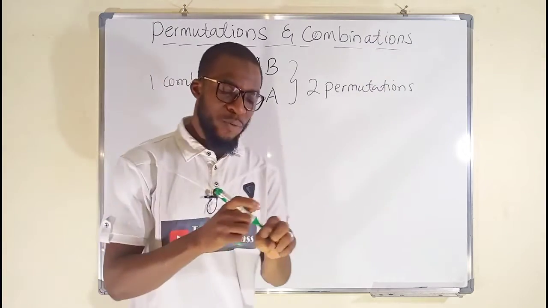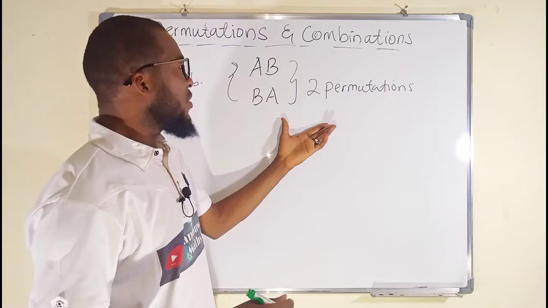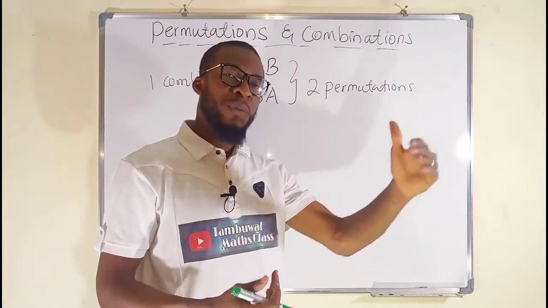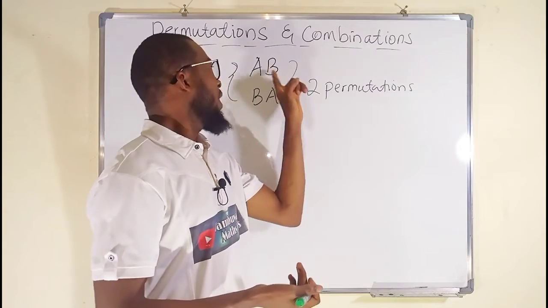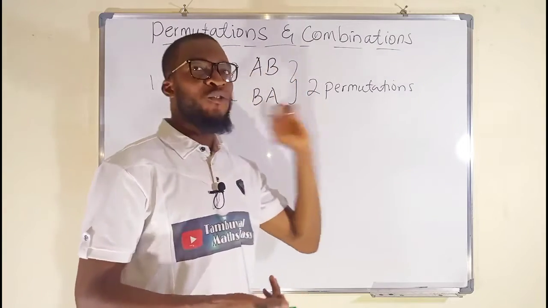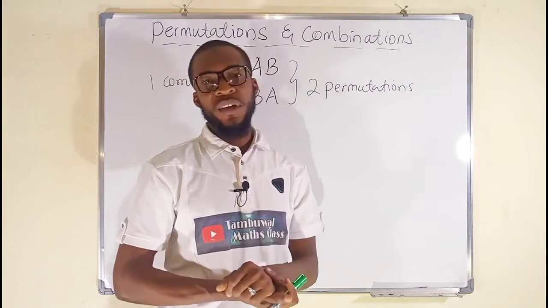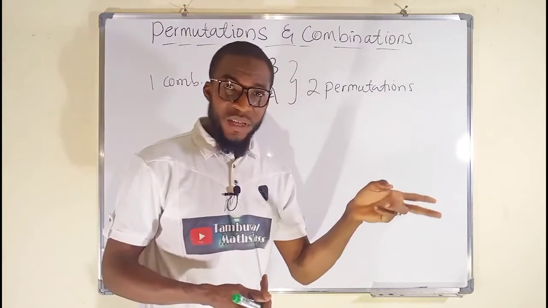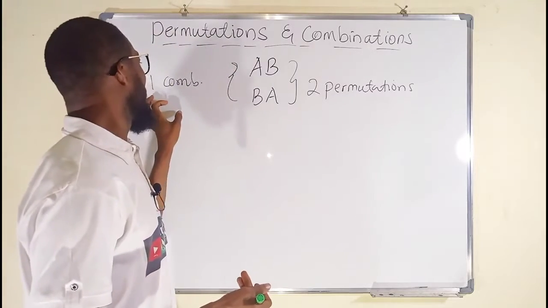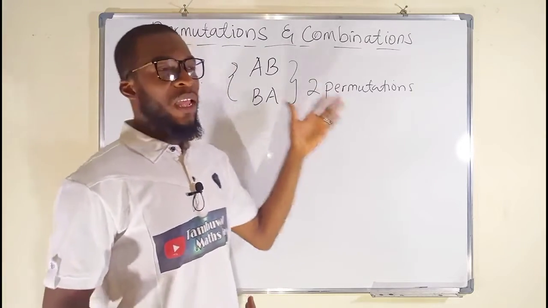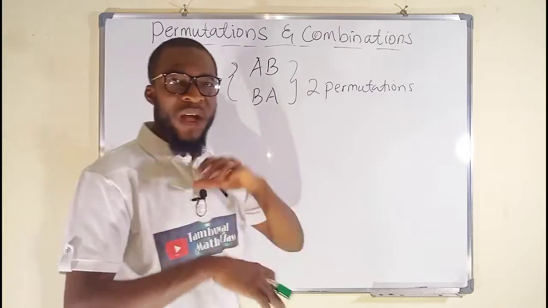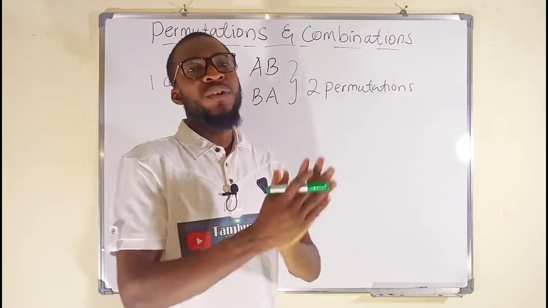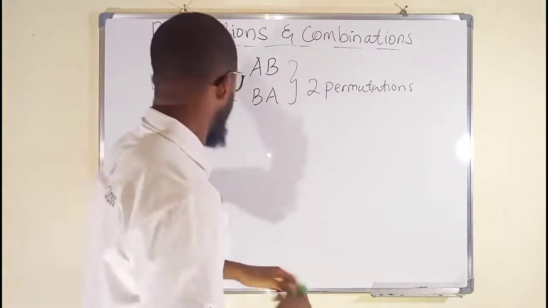Can you see the difference between the two? Permutation is concerned with the arrangement, where order does matter. AB and BA are two different arrangements in permutation. But since AB and BA are all letters AB, they are going to be considered as one combination. In combination, order doesn't matter. No matter how you arrange it, despite they are the same letters, they are going to be considered as one.